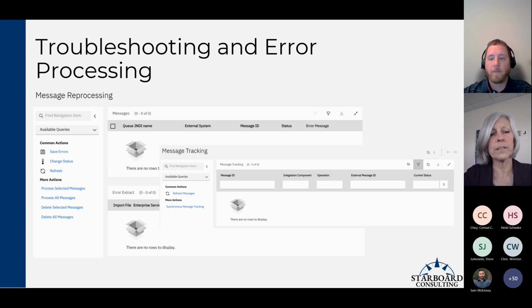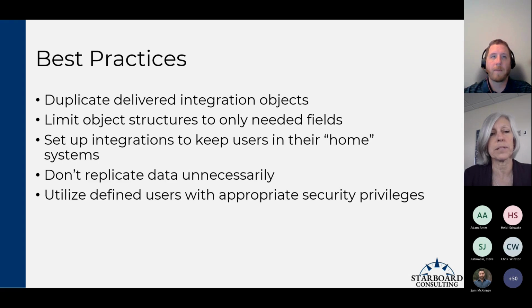All right. Well, we're getting short on time, so I'm going to move on to what we consider some of the best practices. We've talked about some of these a little bit already, but duplicating delivered integration objects. You talked about having separate objects for each interface and not reusing them too much. Fortunately, you can pretty easily duplicate them and give them a name that's unique to what they're being used for, and that keeps your out-of-the-box IBM ones whole in case you need to reference back to them.